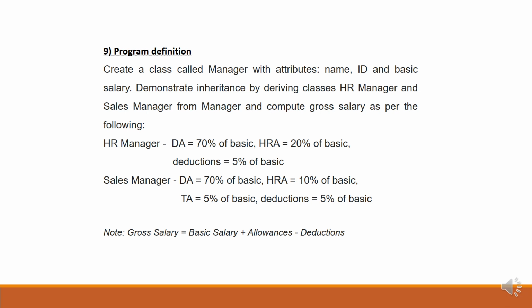DA stands for dearness allowance, HRA stands for house rent allowance, and TA stands for travel allowance. Gross salary can be computed as basic salary plus all the allowances minus all the deductions. The allowances and deductions are generally stated in terms of the basic salary as shown.